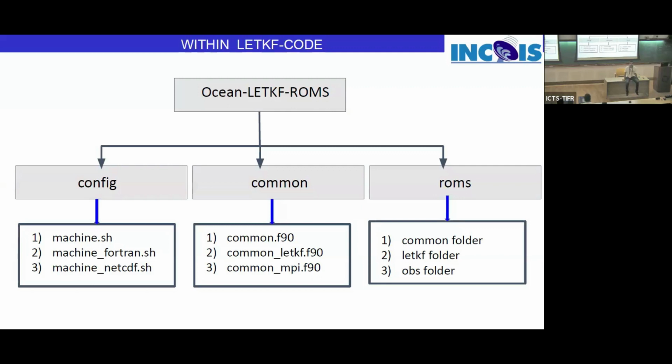In machine_fortran.sh, since each of these HPCs has different architectures, some have compilers like FTN, some have compilers like MPI ifort. So these compilers can also vary from one architecture to another. So the Fortran compiler that is compatible with your HPC architecture, you will mention that in machine_fortran.sh. Okay?